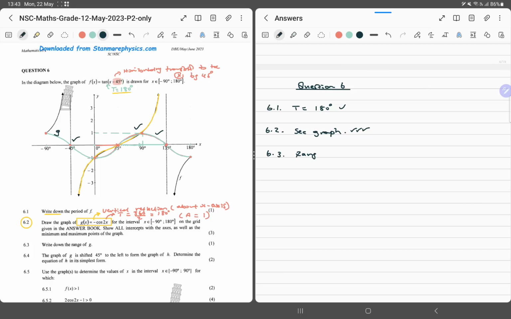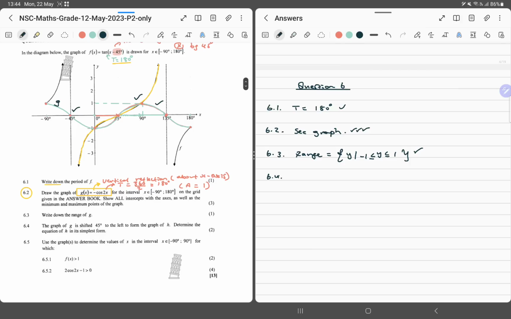Easy. The range of g is the set of y values such that y is less than or equal to 1 but greater than or equal to -1. So it is those maxima and minima. That would be the range. Easy stuff. And then 6.4 says the graph of g is shifted 45 degrees to the left to form the graph of h.